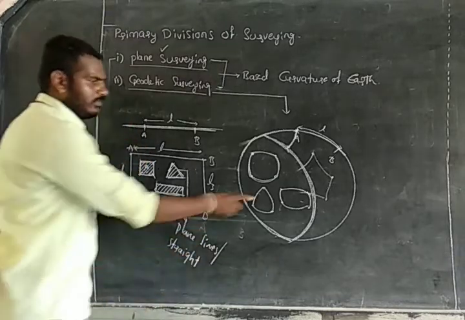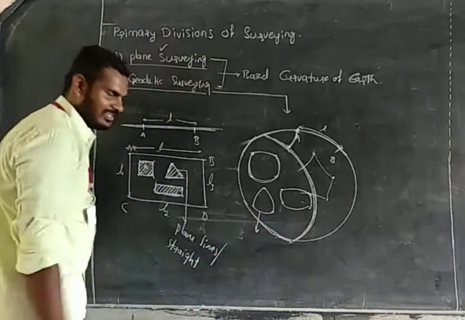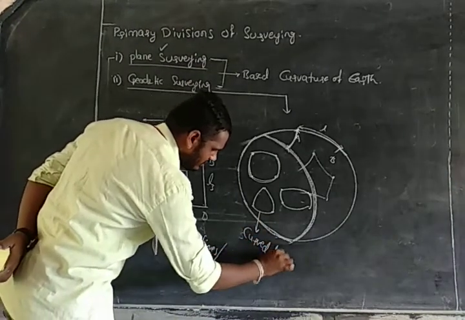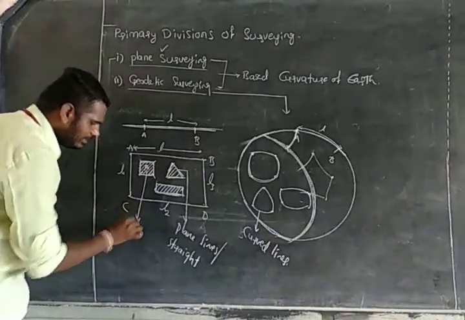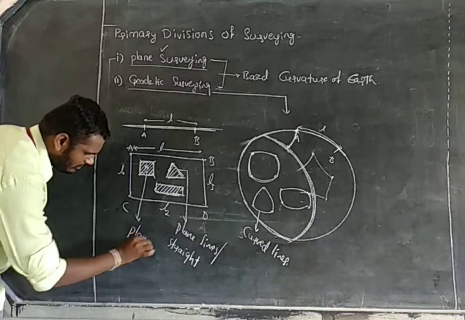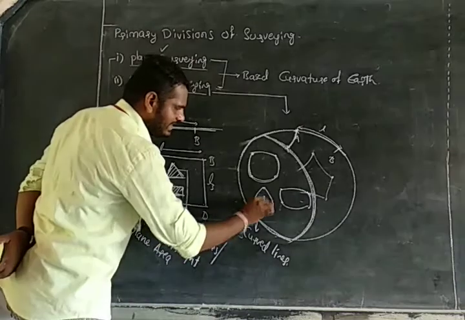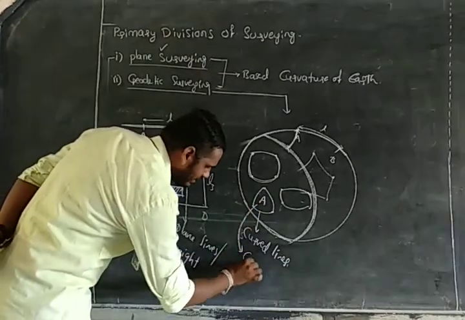Straight lines. But here, these lines are not straight lines, they are curved lines. We call the area calculated here the plane area. And the area calculated here is known as what? Curved area.